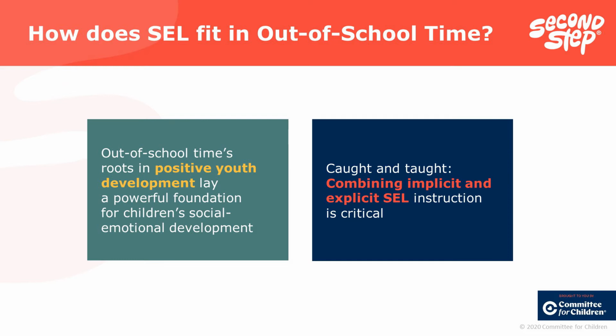It's structured and it's explicit, and it helps kids attach language to those concepts. It also helps kids draw connections between those concepts and their own life. So both of those approaches, the positive youth development and program quality structures that you may have been using for a while, and explicit SEL, both of those are important and complement one another. They're sometimes referred to as caught and taught.